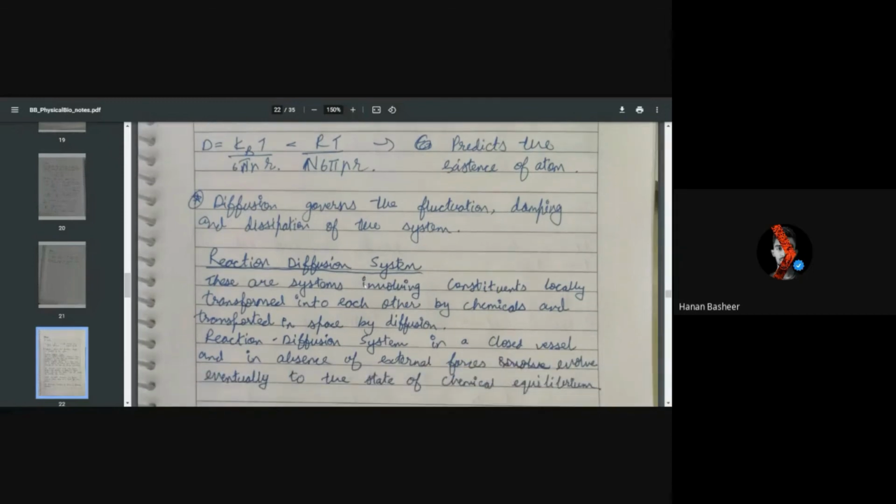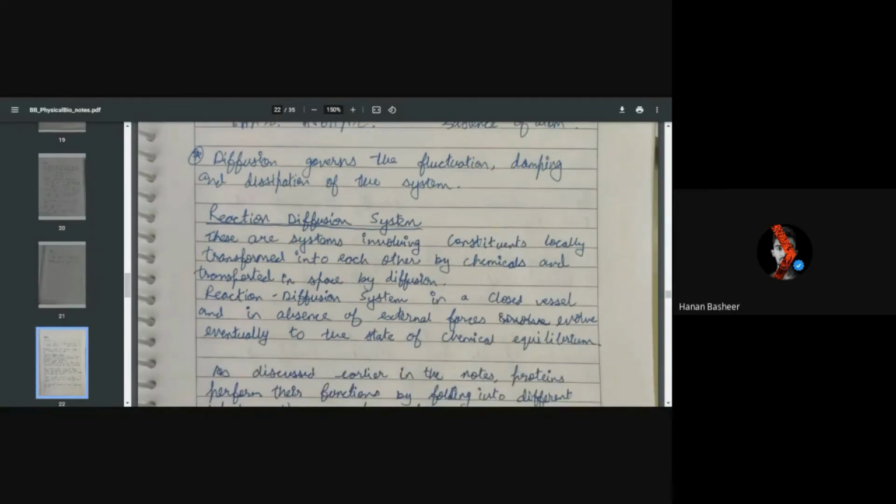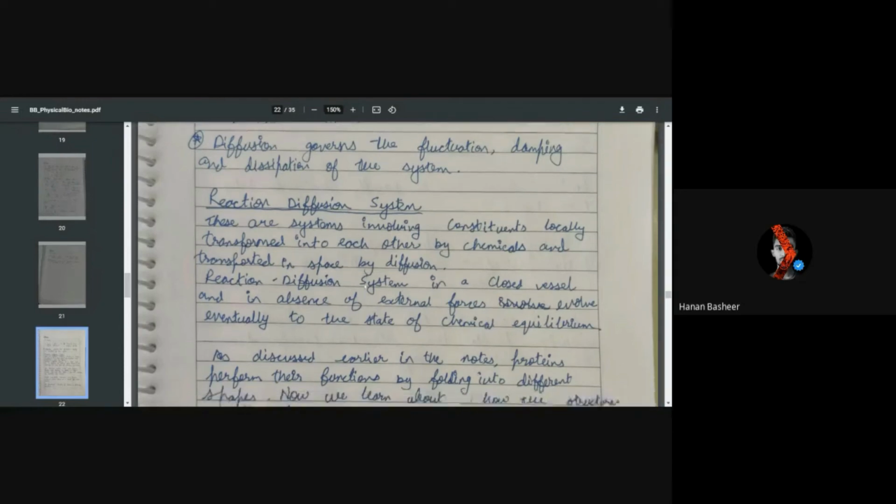Reaction diffusion systems. These are systems involving constituents locally transformed into each other by chemical reactions and transported in space by diffusion. Reaction diffusion systems in a closed vessel and in the absence of external force evolve eventually to the state of chemical equilibrium.